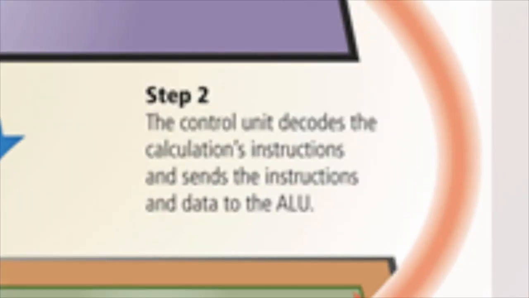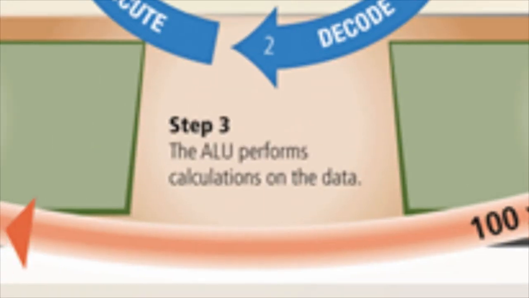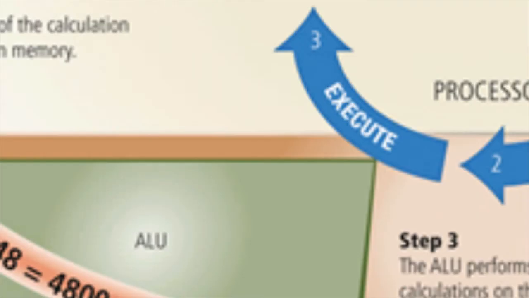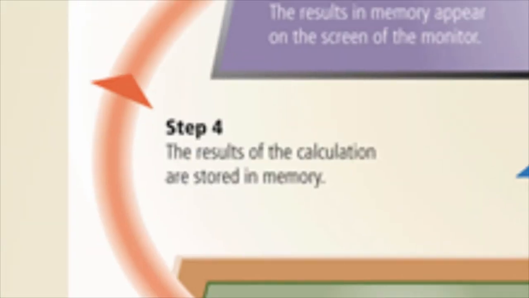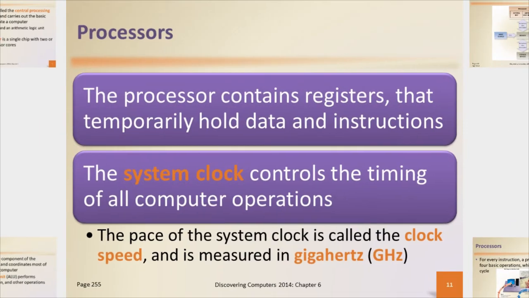The next step is that the control unit is going to decode the calculations and instructions. What is it that I actually am supposed to do? And I want to send those instructions and the data to the ALU to actually be done. Once the ALU performs its calculations on the data, the results of the calculation are stored in memory, so it goes back to memory. So that's kind of a high-level view of that process.